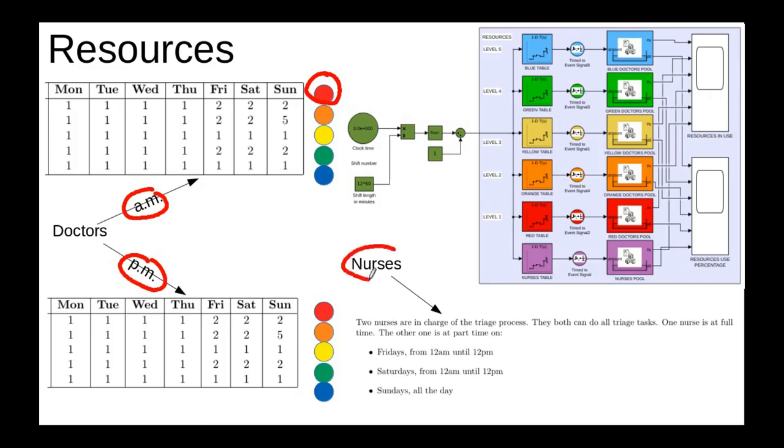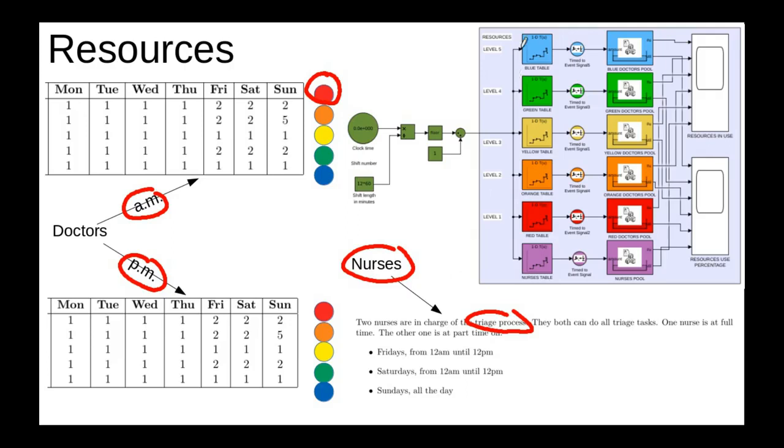The nurses are in charge of the triage process. They both can do all triage tasks. One nurse is full time, the other one is part-time: on Fridays, the AM shift, on Saturdays for the AM shifts, and on Sundays for AM and PM shifts.